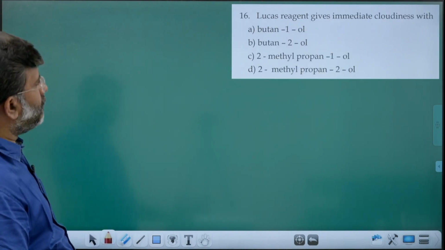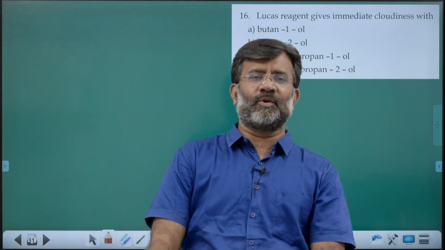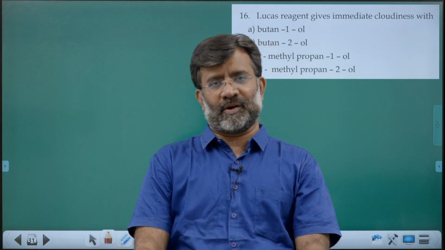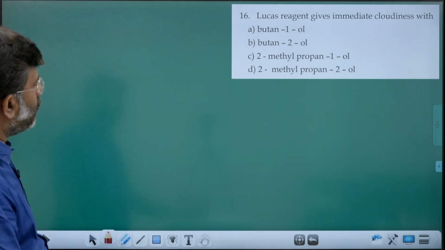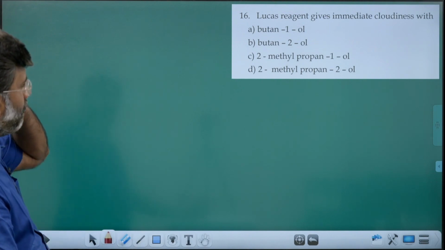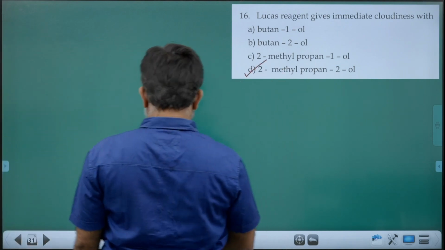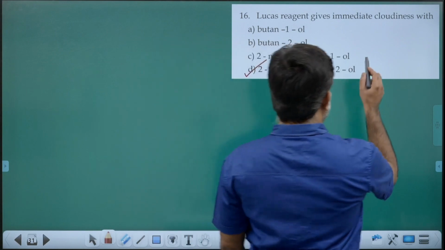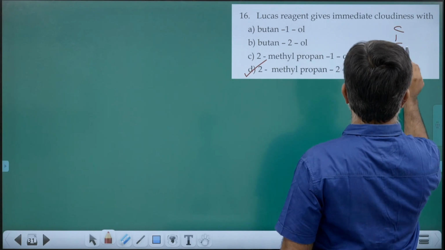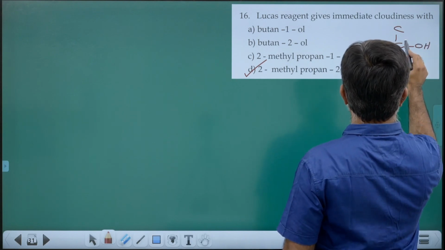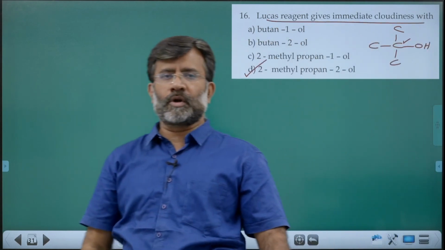Lucas reagent gives immediate cloudiness with a tertiary alcohol. Immediate turbidity obtained in Lucas reagent is a tertiary alcohol. Right? Which is the tertiary alcohol? Butan-1-ol, primary; 2-ol, secondary; 2-methylpropan-1-ol, primary. Option D is the correct answer. That is the tertiary alcohol, 2-methylpropan-2-ol, that is tertiary butyl alcohol. This is a tertiary alcohol which will give immediate turbidity with the Lucas reagent.